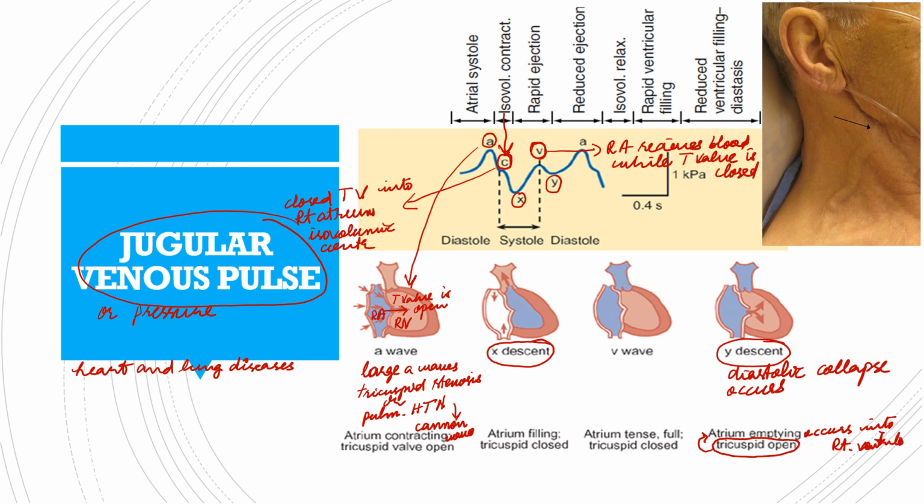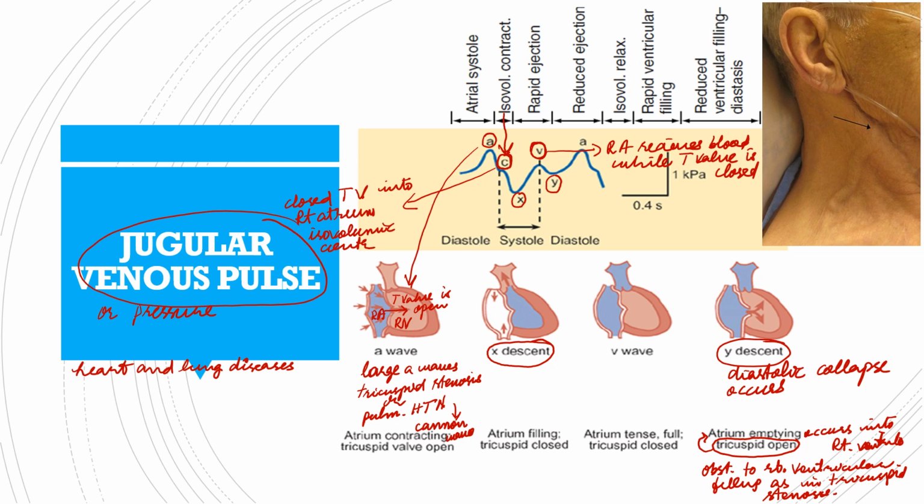A slow Y descent suggests an obstruction to right ventricular filling, as occurs in tricuspid stenosis.